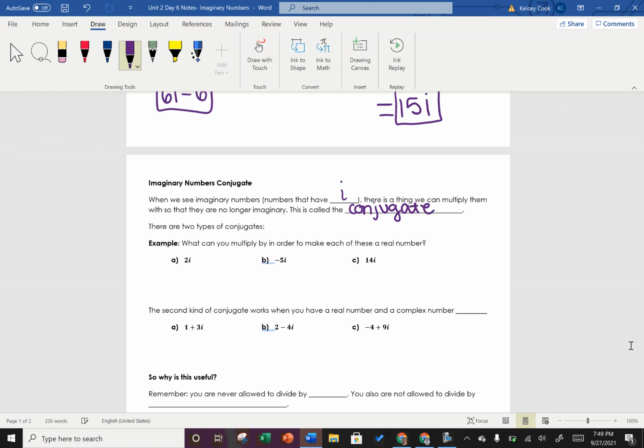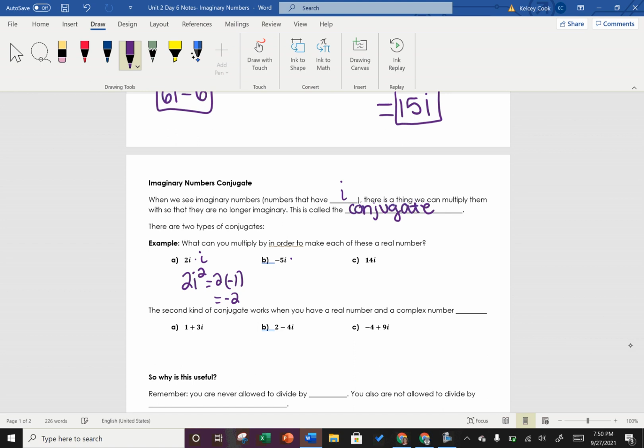So there are two types of conjugates. One, what can you multiply in order to make each of these a real number? So if we just have i, I can multiply by i. So 2i times i, that's going to be 2i squared. And we know i squared is -1, so 2 times -1, so this equals -2.